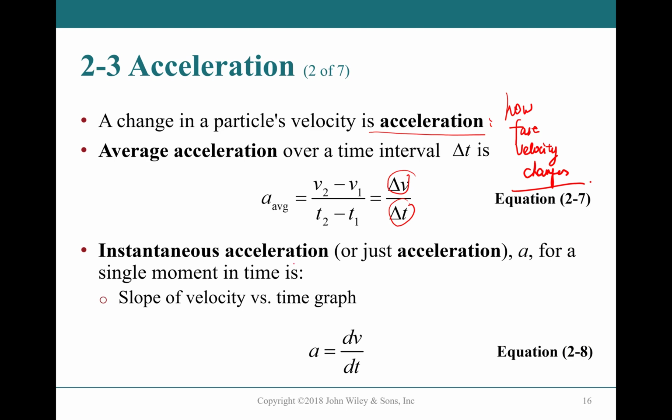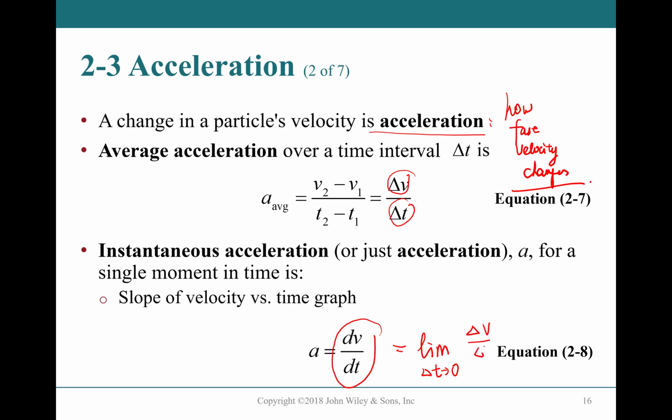So here we also have instantaneous acceleration, or we just call it acceleration. It's the a for a given instant, for a single moment. So acceleration will be equal to the first derivative of your velocity, because you can write it as this, its limit as delta t goes to 0.